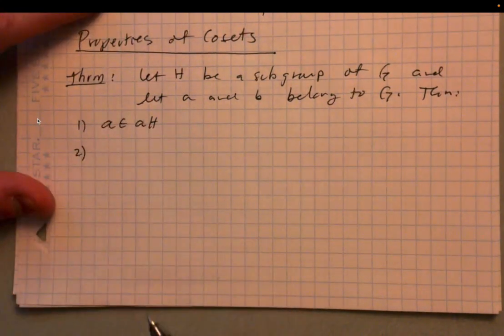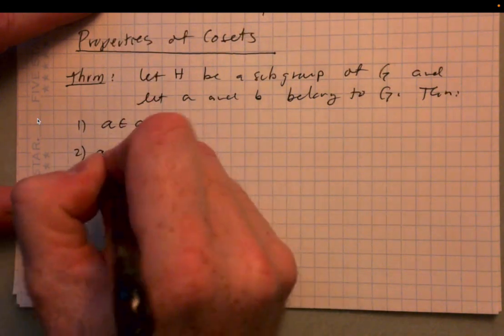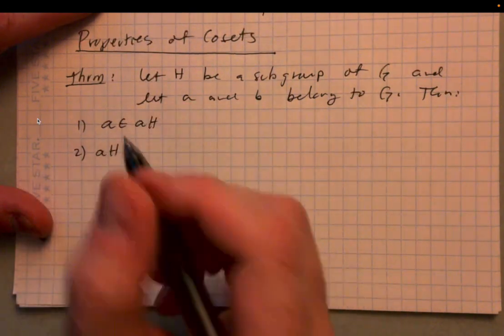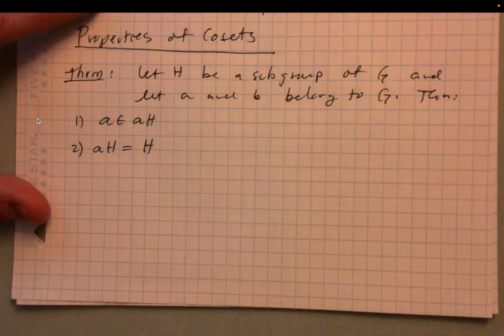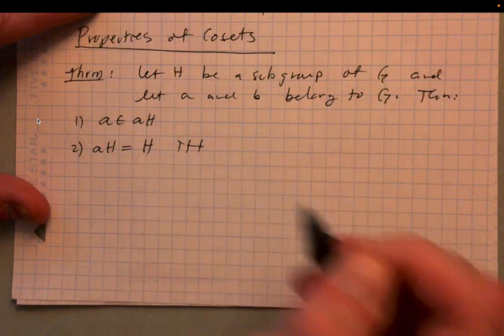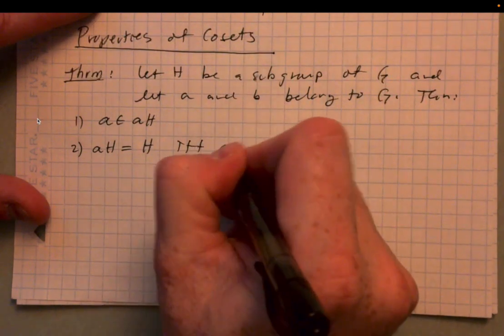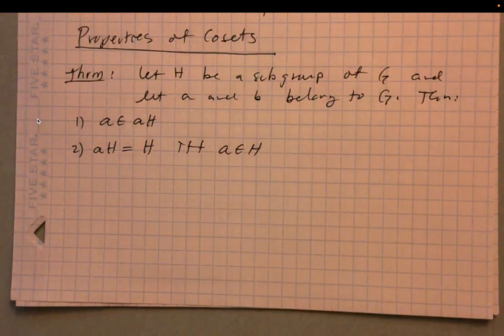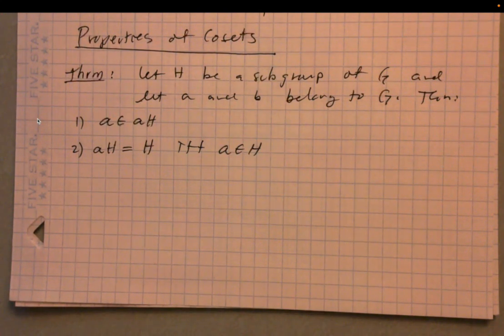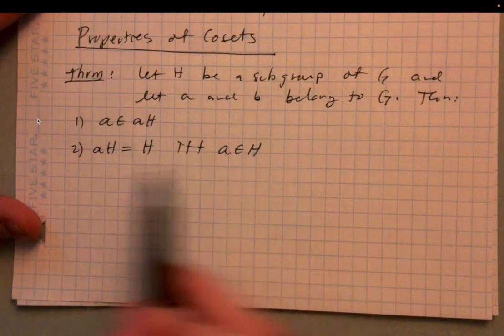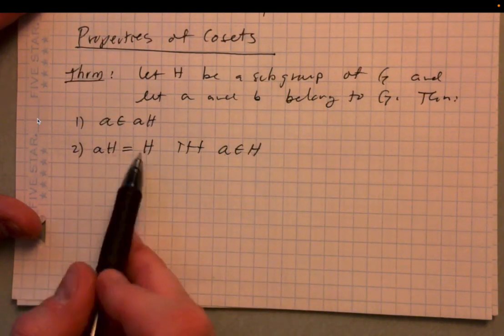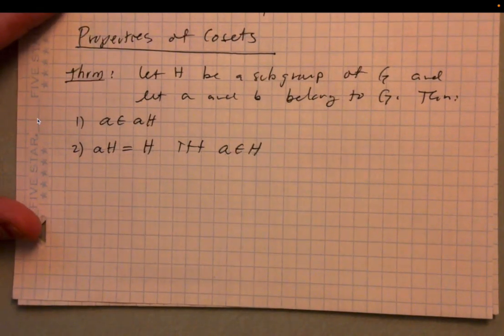We'll prove that. Item 2: the left coset of H containing A is equal to H, the whole subset H, if and only if A is in H. Remember, A doesn't have to be in the subset H. It just has to come from the group G. But if A does come out of the subgroup H, then AH will by necessity equal H, and we'll prove that one in a second. That's interesting.